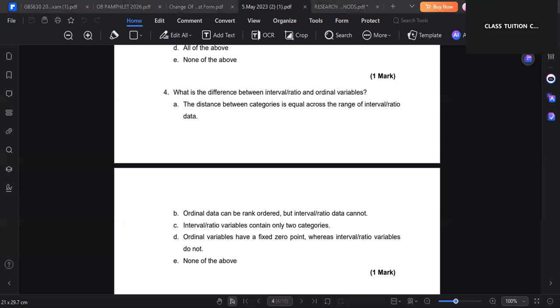A, the distance between categories is equal in interval and ratio data. So the interval ratio data have what? Equal spacing between the values, like I said, while ordinal only shows ranking. Question number 5.